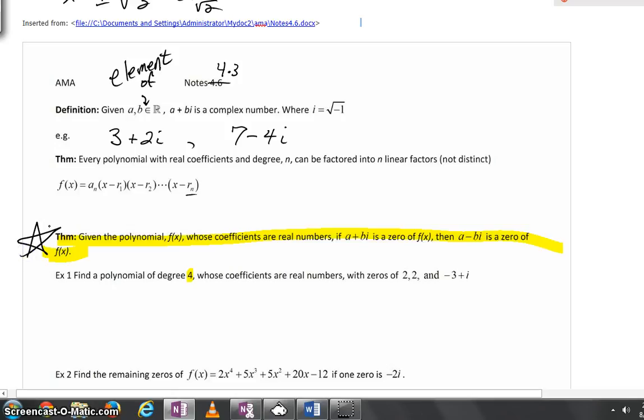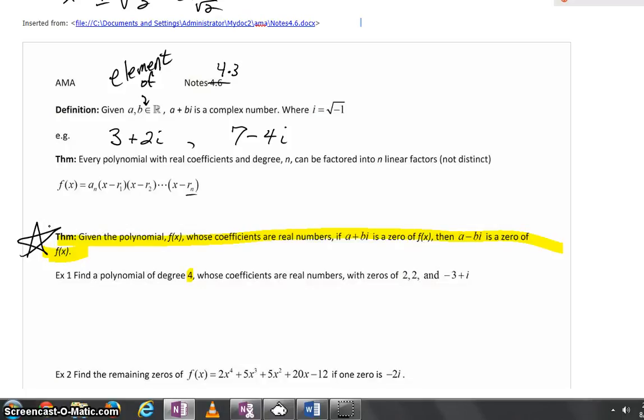Given that you have a polynomial f of x, if a plus bi is a 0 of f of x, then a minus bi is also a 0 of f of x. Now, I hope if you thought about that long enough, it would make sense why that must be true. And I'm trying to skim this. I'm actually making this video here, so I'm trying to streamline the lesson a bit.